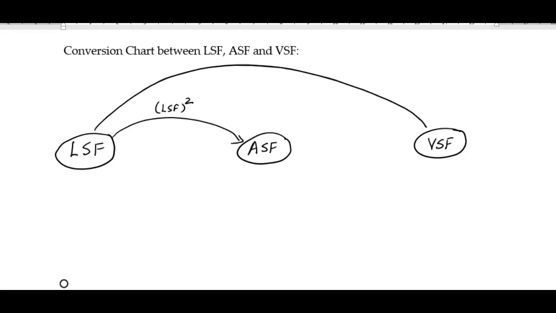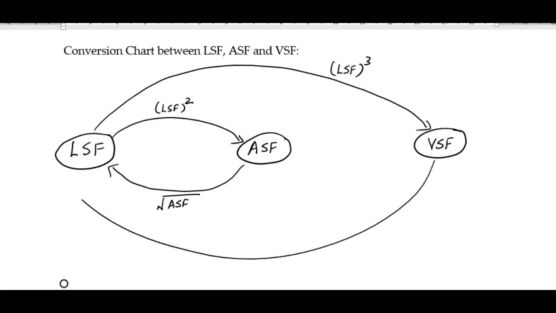Similarly, length to volume is basically just going to be cubing the answer. So length scale factor to the power of 3. The reverse is applicable too. So for example, if the question's given us the area scale factor and I have to find the LSF, all I have to do is the square root of the area scale factor, and similarly from volume back to length is going to be the cube root of the volume scale factor.